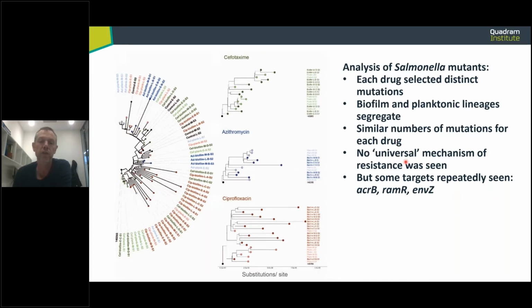So there was no universal mechanism of resistance, but there were some things that we did see time and time again. So we saw changes in the multi-drug efflux system and regulators of that, and changes in a system that controls membrane permeability. So there are some things that we see repeatedly.